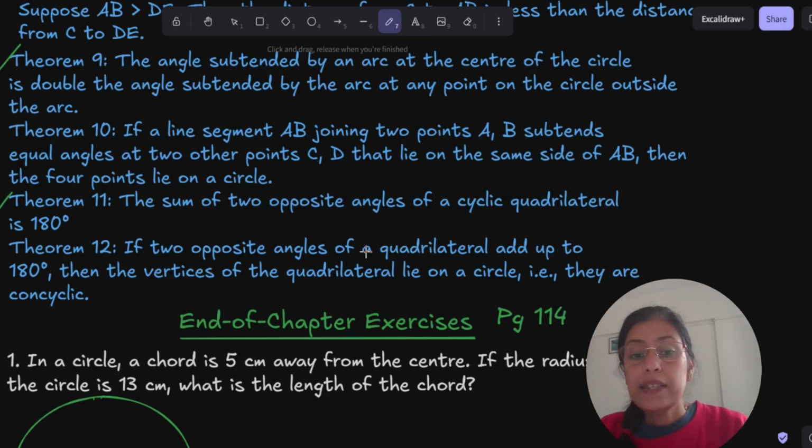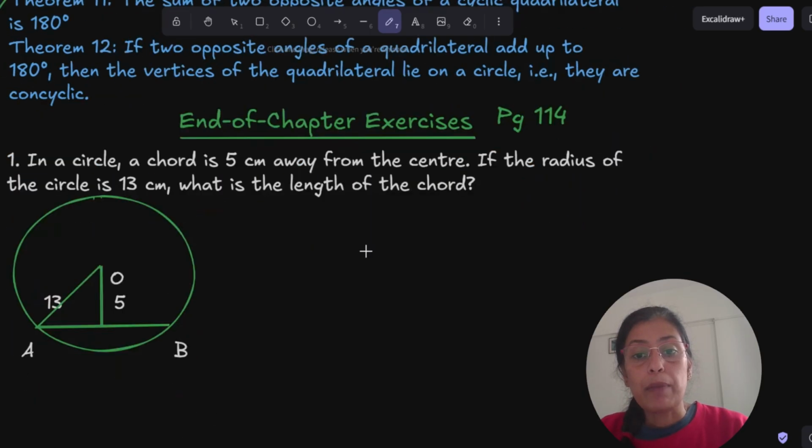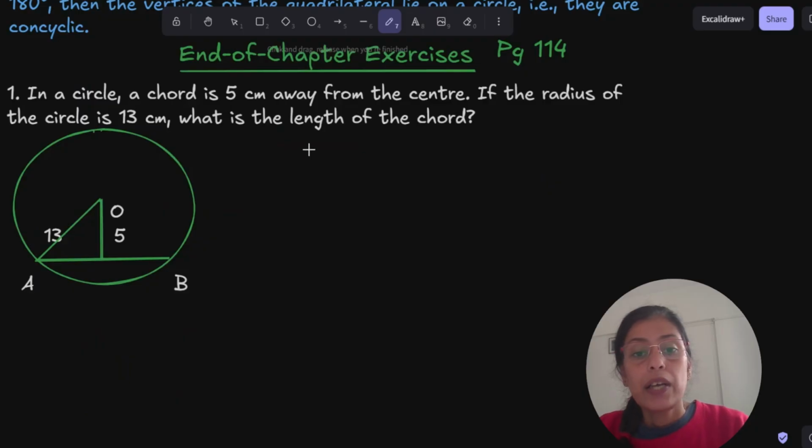Okay, so let's now start with our end of chapter exercises. This is the first question. In a circle, a chord is 5 centimeter away from the center. If the radius of the circle is 13 centimeter, what is the length of the chord?